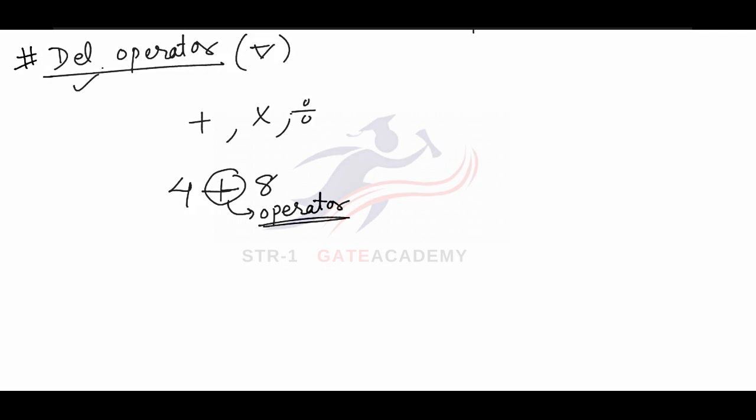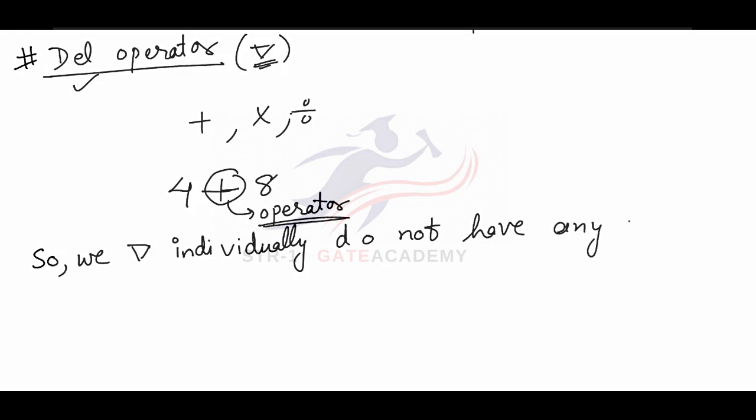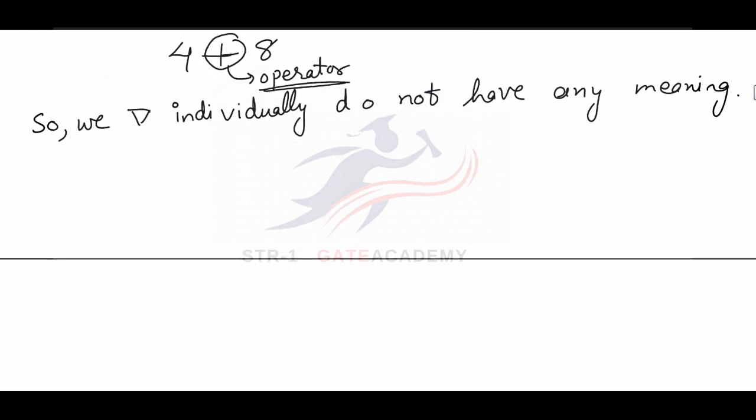Same is the case with del. Del individually does not have any meaning unless and until it is applied to something. When it is applied to something, then only it will have a meaning. So we say del individually does not have any meaning, right? Clear? Okay, so unless and until it is operated on by some scalar or vector quantity, it will not make any meaning, right?